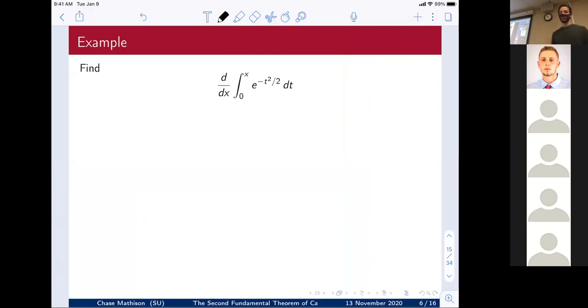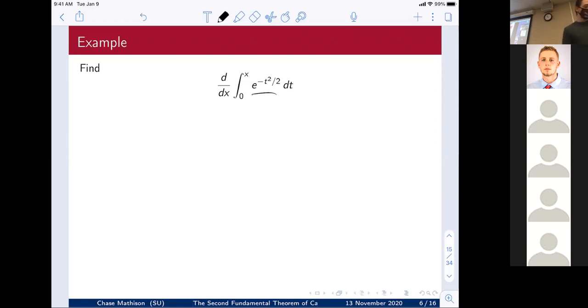Find the derivative of the integral from 0 to x of e to the minus t squared over 2 with respect to t. Okay. So this is an example of a function where you can't really find its antiderivative. It exists in a higher realm of functions that we can't just write down easily. So it does have an antiderivative, but we can't find it very easily.